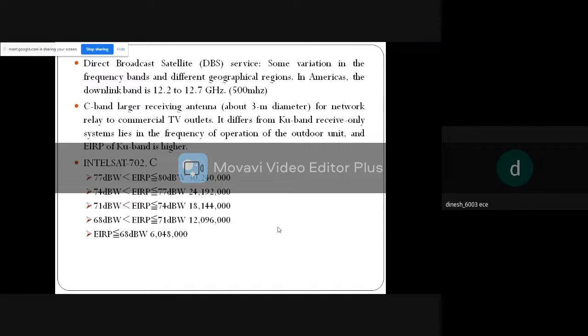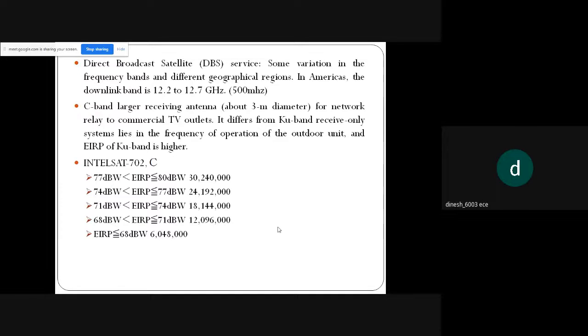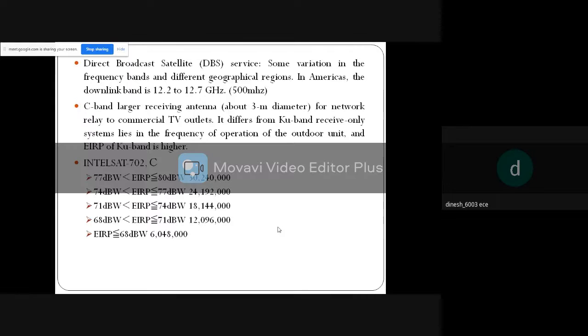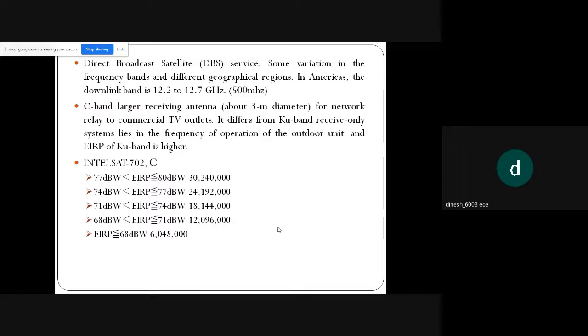Then about the C-band region, which had a larger receiving antenna. The C-band receiving antenna had a larger diameter, as said earlier, and was used as a relay for commercial TV outlets. It differed from KU band only in the frequency of operation of the outdoor unit.